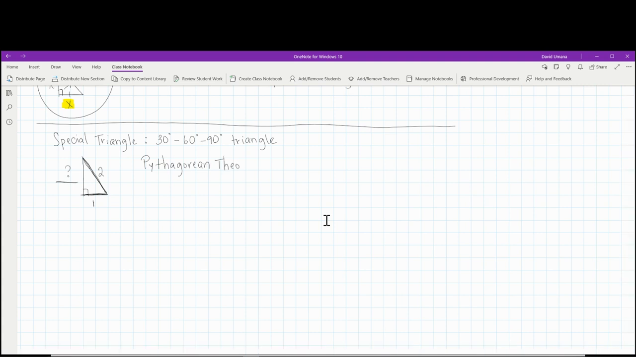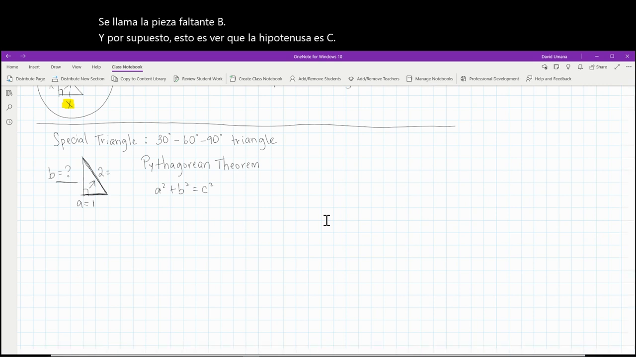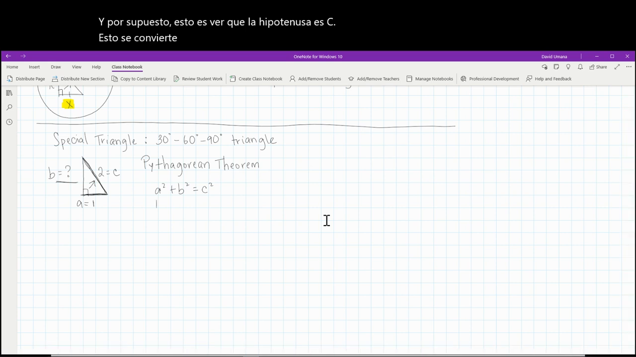And in this particular case, I'll have a squared plus b squared equals c squared. Let's call this A. Let's call the missing piece B. And of course, this is C. The hypotenuse is C. This turns into 1 squared plus b squared is equal to 2 squared. This becomes 1 plus b squared is equal to 4.